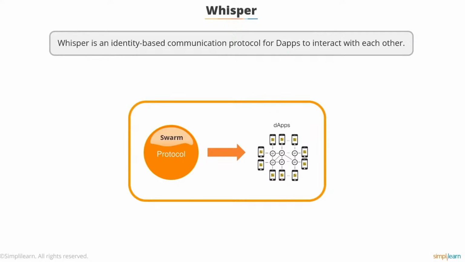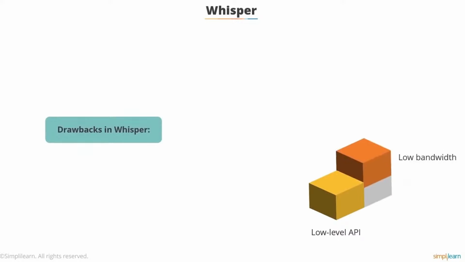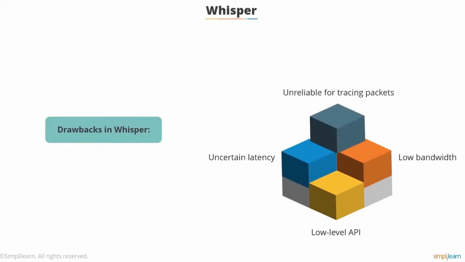Some of the drawbacks of Whisper are as follows. It has a low-level API, which is only exposed to dApps and never to users. Second, it has low bandwidth and is not designed for large data transfers. Third, it has uncertain latency. And lastly, it has no reliable methods for tracing packets.